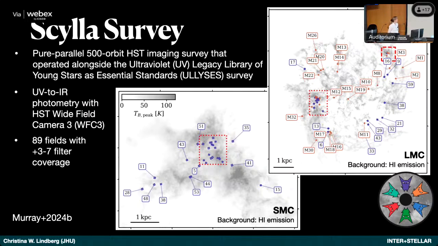This was very valuable because it meant we got UV to infrared photometry with Wide Field Camera 3 for almost 90 fields with varying filter coverage, anywhere from 3 to 7 filters. You can see we got a lot of interesting coverage in the Small Magellanic Cloud, and a ton of coverage in the Large Magellanic Cloud as well. I should note that these figures are from a similar survey called the METAL survey, which Julia Roman-Duval was also involved with. Claire is the PI of the project. We have a paper on this, which you should check out if you want the nitty-gritty details.